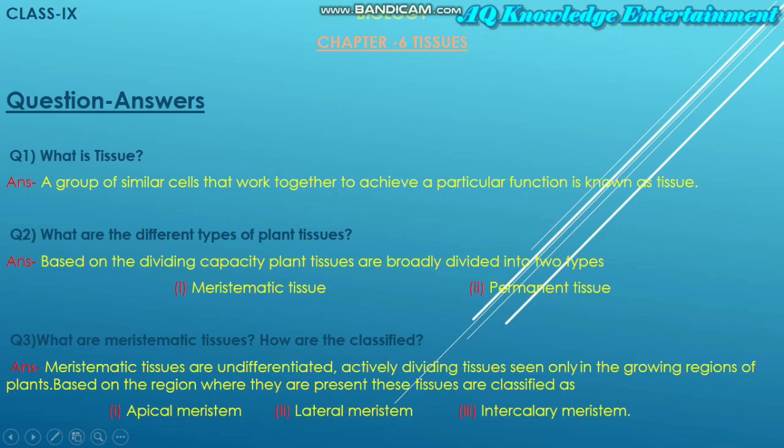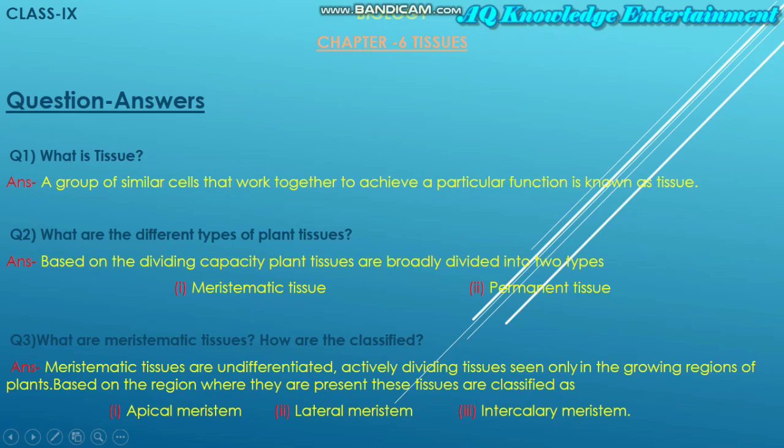So the second question is, what are the different types of plant tissues? So based on the dividing capacity, plant tissues are broadly divided into two types. The first one is the meristematic tissue and the second is the permanent tissue. So in these question answers, I also added the question answers of the plant tissue as you're seeing right here.